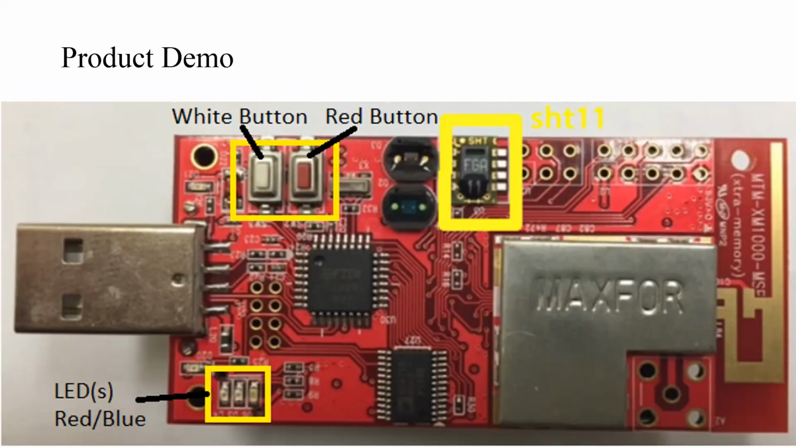Product demo. Before we go into the demo, you need to know the components of the XM1000. It consists of the user and reset buttons, which are the white and red buttons. The SHT11, which is responsible for detecting humidity and temperature. The Hamamatsu, which detects light density, and the red and blue LEDs.